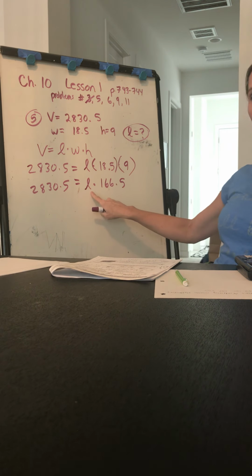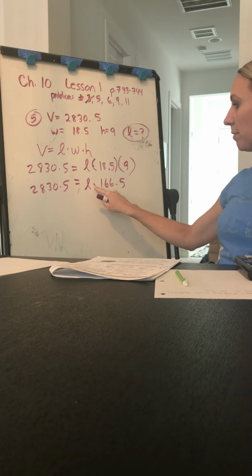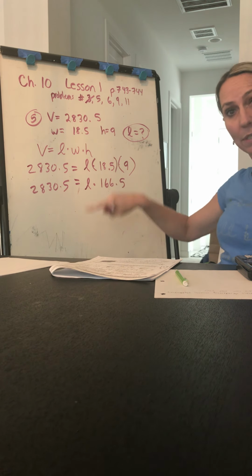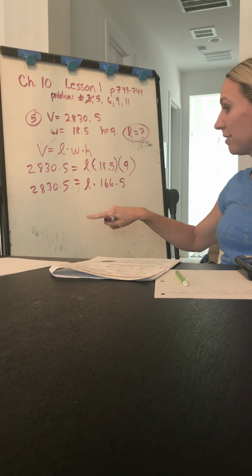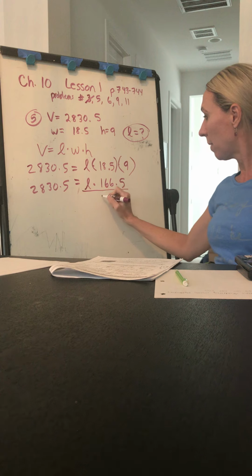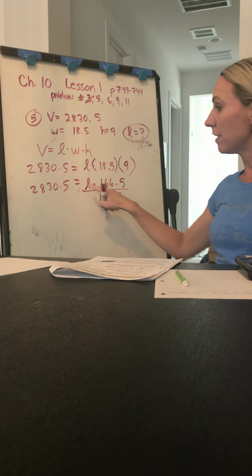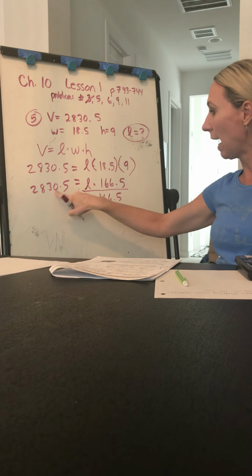Okay, now to get L by itself, I need to get rid of this number right here. This is multiplication, so I do the opposite or inverse operation, which is division. So I'm going to divide this, and this is how you write it, by this number 166.5. Whatever you do to this side of the equal sign, you have to do to this side.